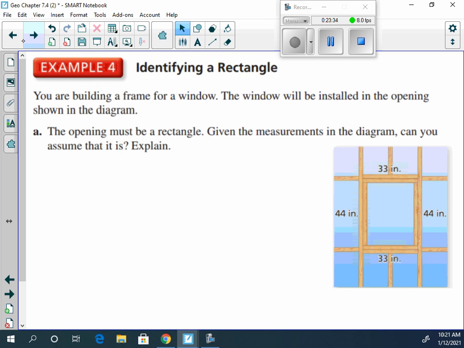Now, if you're building a window, they have a nice window drawn for us. The window will be installed in the opening shown. So, actually, they didn't draw the window. They showed us where it's going to go. The opening must be a rectangle. Given the measurements in the diagram, can you assume that this is a rectangle? Well, the opposite sides are congruent, right? So it must be a rectangle.